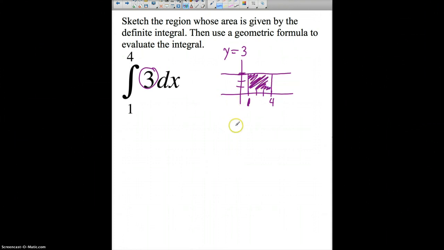And then use a geometric formula to evaluate the integral. Well, this is a rectangle. So what's the formula of the rectangle? Actually, it's a square. It's got a width of 3 and a height of 3. So 3 times 3 is 9. So that integral would equal 9. That definite integral from 1 to 4 would equal 9.